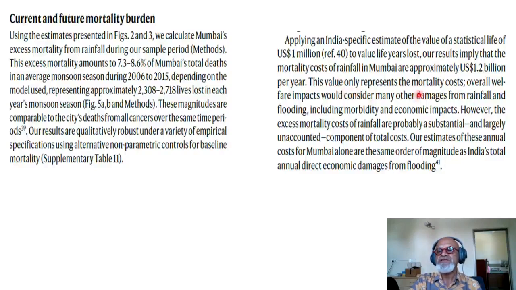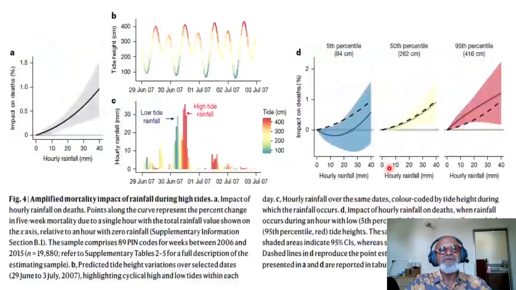This value only represents the mortality costs. Overall welfare impacts would consider many other damages from rainfall and flooding, including morbidity and economic impacts. Morbidity is that you get sick, maybe you won't be able to work, and so on. However, the excess mortality costs of rainfall are probably a substantial and largely unaccounted component of total costs. Our estimates of these annual costs for Mumbai alone are the same order of magnitude as India's total annual direct economic damage from flooding. Many numbers are put out there, but ultimately it's a risk.